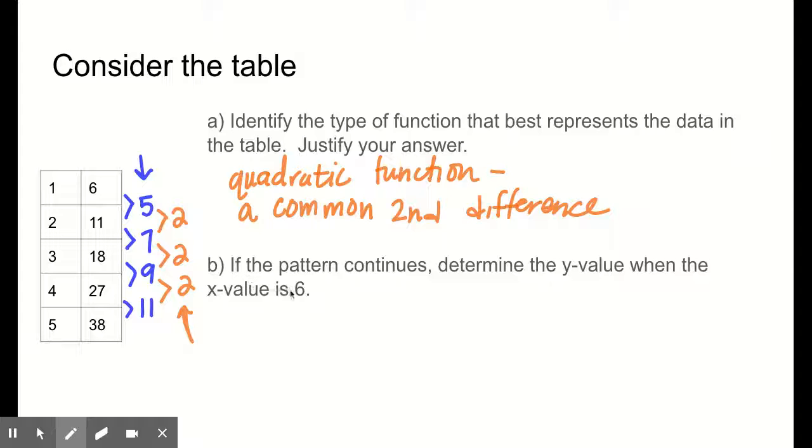The second part of this question says, if the pattern continues, determine the y value when the x value is 6. So if I kept including more numbers in my table of values, my next x value would be 6. So if you take a look at this pattern here in blue, if we're adding 2 each time, the next number that we're going to add to get our next y value is going to be plus 13. So the next y value in this order is going to be 51.